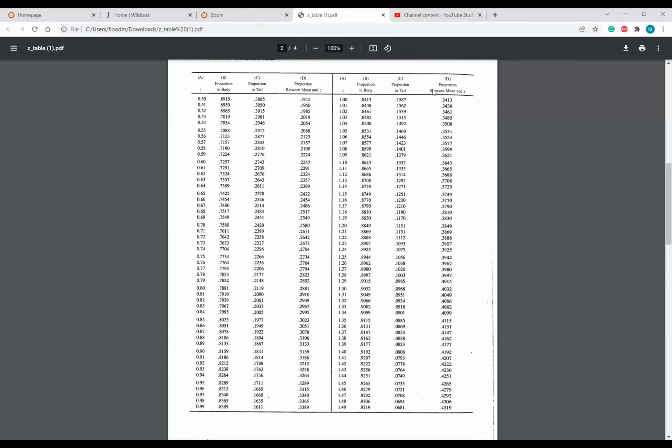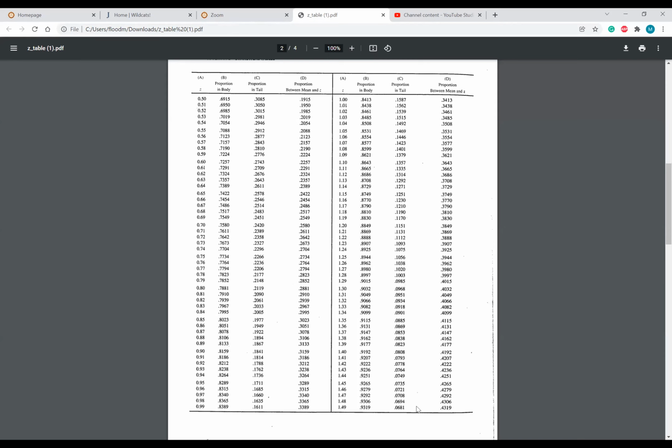So now we are in column D, and we're looking for the number that is closest to 0.300. All right. So the number that is going to be closest to 0.300 is right here. That is 0.2995. All right. And 0.2995 corresponds to a z-score of 0.84.